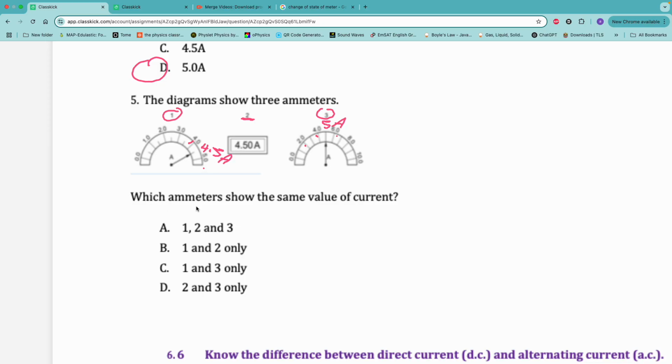Now, which ammeters show the same value without doubting? A, and 1 and 2. So 1 and 2.